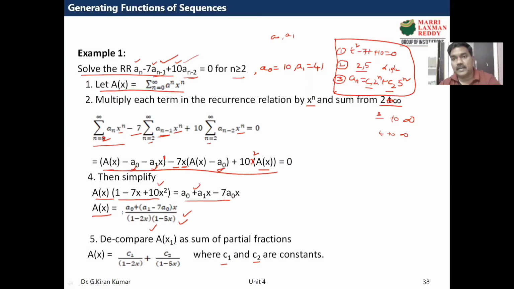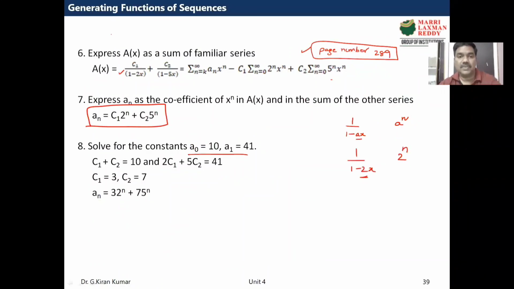We already did this with the simple three steps using the characteristic roots equation. Same thing we will get here. Once you get this, solving for the constants is the same as how you solved using the characteristic roots equation method. We use the initial conditions. You substitute n equal to 0, you get one equation, and substitute n equal to 1, you get another equation. Then of course you solve.